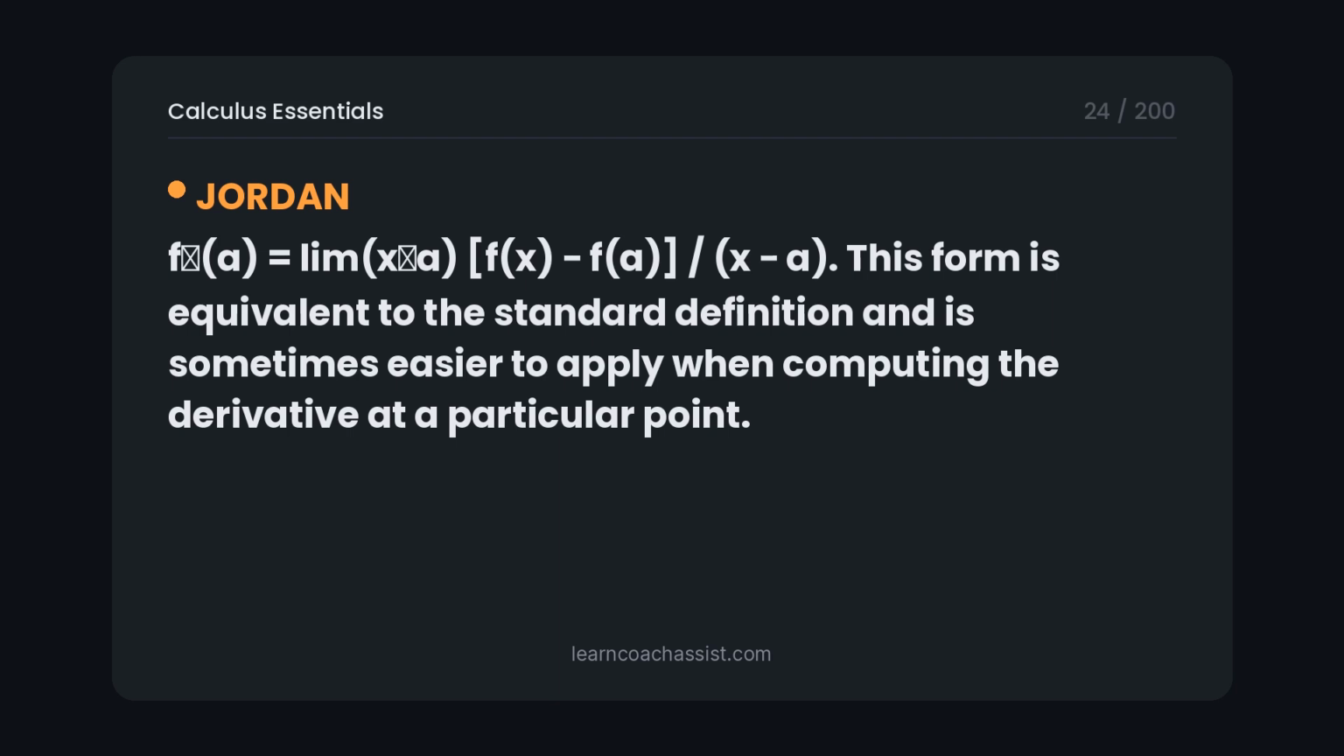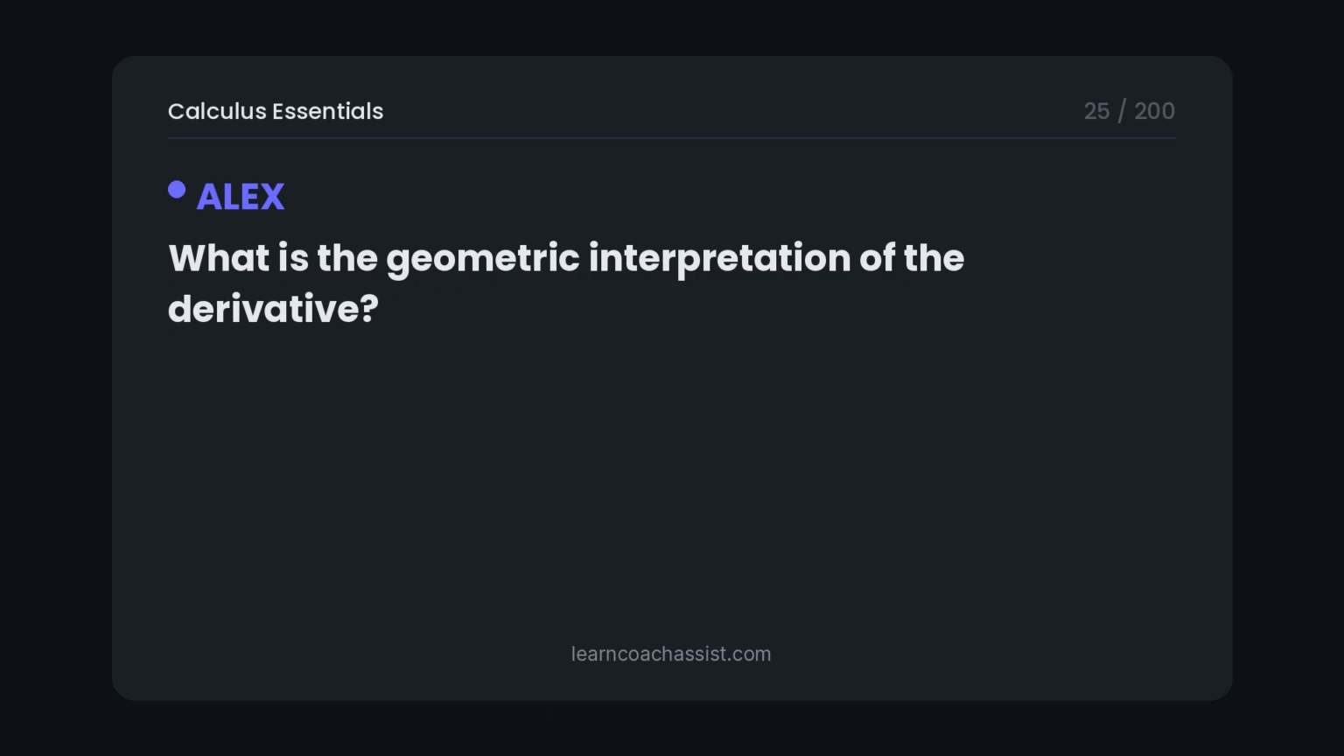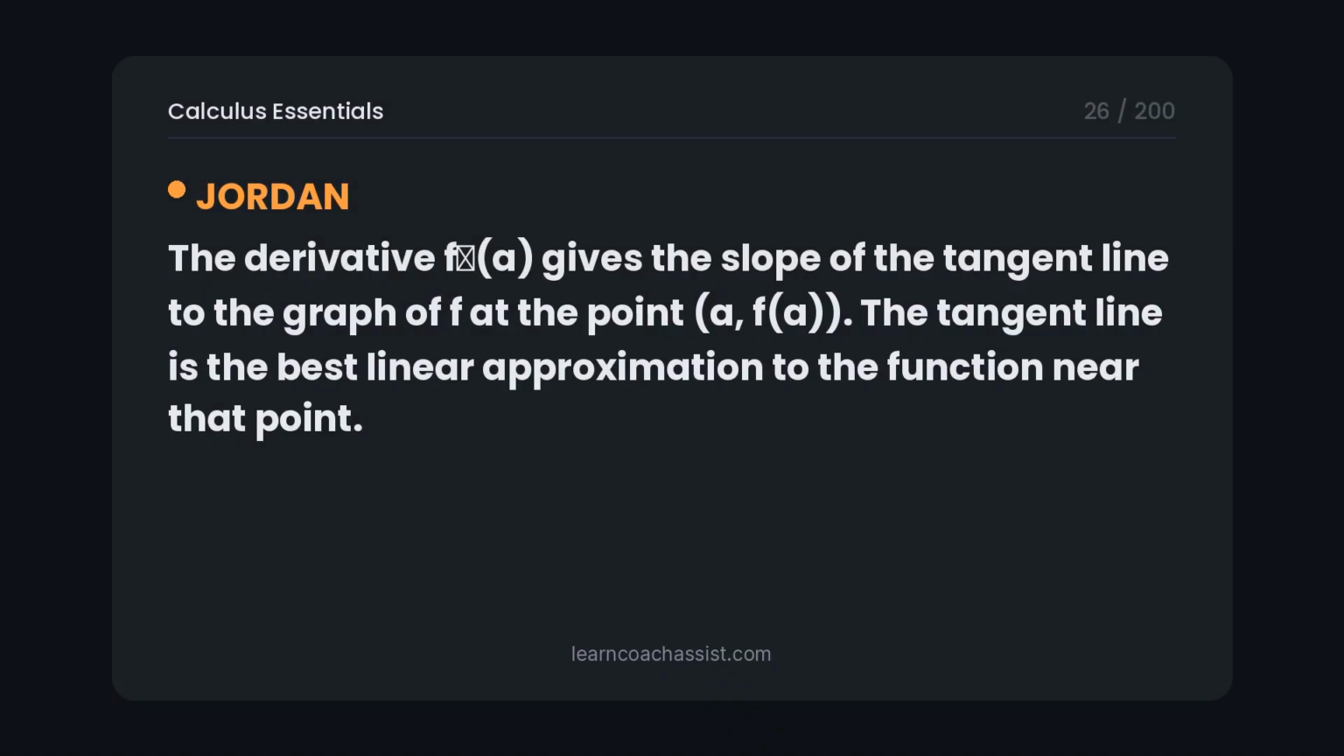What is the geometric interpretation of the derivative? The derivative f'(a) gives the slope of the tangent line to the graph of f at the point (a, f(a)). The tangent line is the best linear approximation to the function near that point.